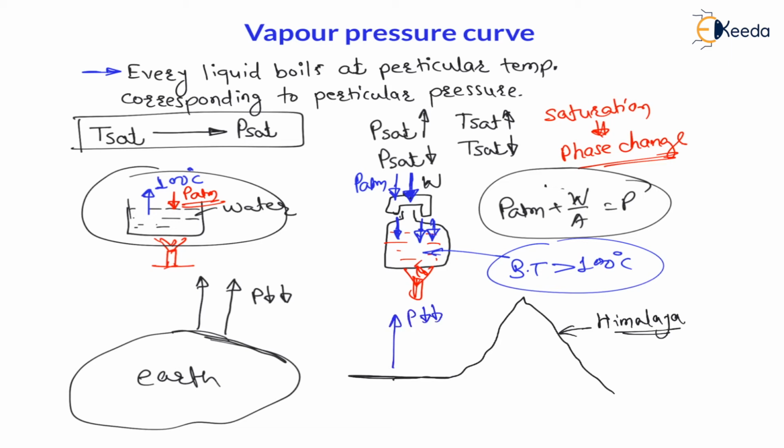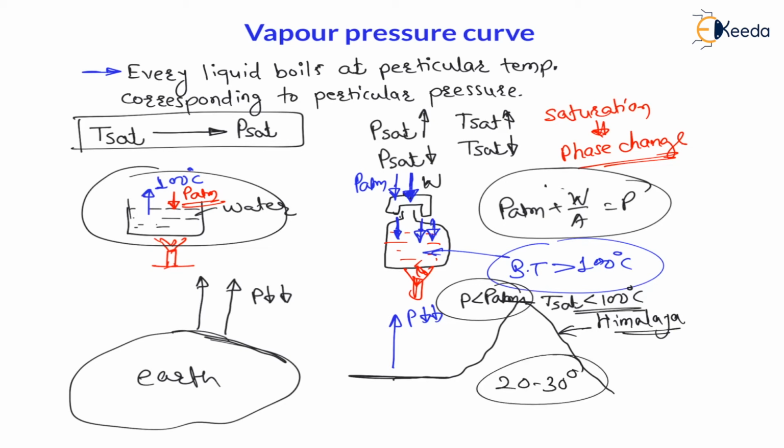That means at the top of Himalaya, the pressure is less than atmospheric pressure. Therefore, the boiling temperature, that is called saturation temperature, will be less than 100 degrees Celsius, because at atmospheric pressure the boiling temperature is 100 degrees Celsius. So many times at 20 or 30 degrees Celsius only, the water boils at the peak of Himalayas. At this very low temperature, we cannot cook, so we need a pressure cooker at very high ranges.